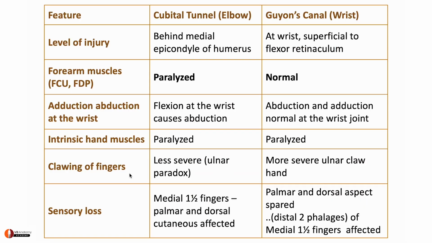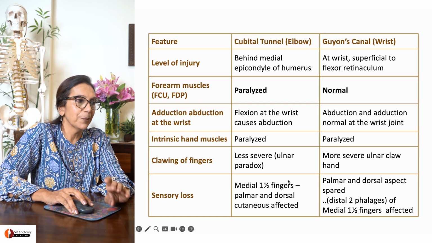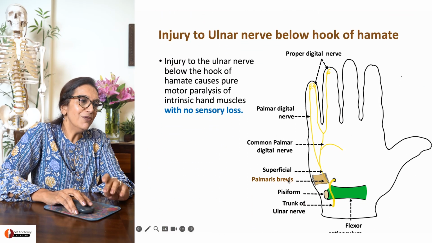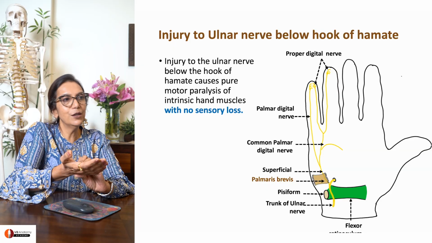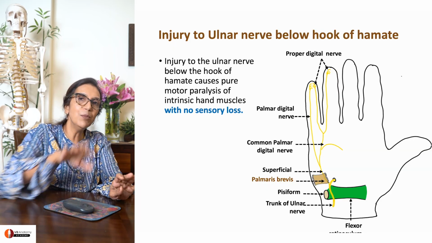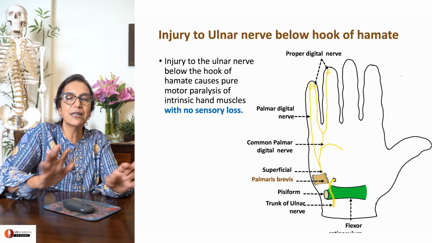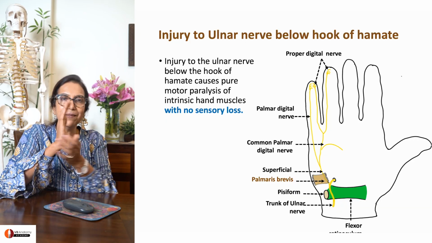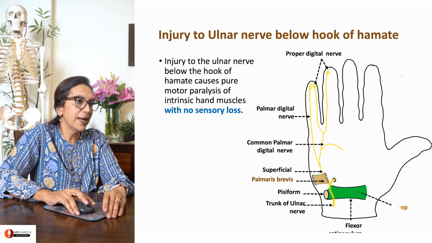So, differences between cubital tunnel and Guyon's canal have been given here. You can go through it. I won't explain it to you again. And now finally, what happens if the nerve, directly the deep branch of ulnar nerve is damaged? Okay, then you will see no sensory loss. You will see the same motor loss as Guyon's canal, but you will not see any sensory loss. Skin over the fingers as well as of the palm is completely correctly supplied.